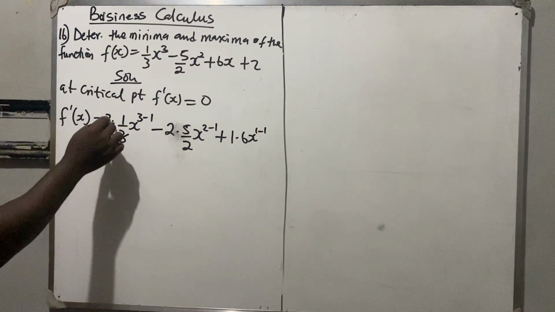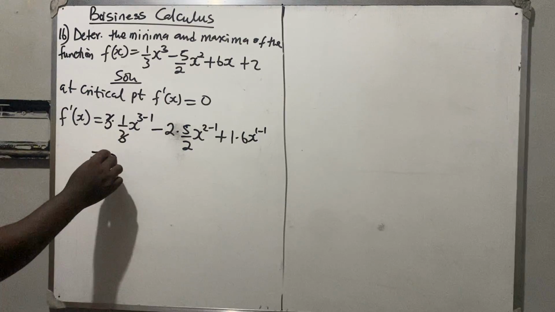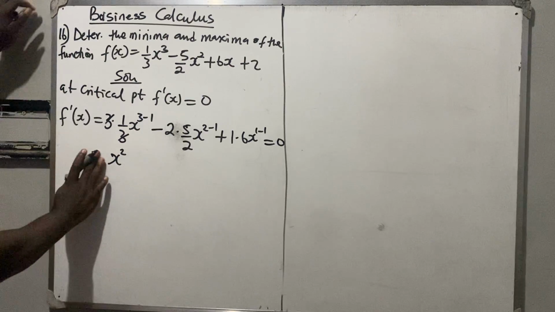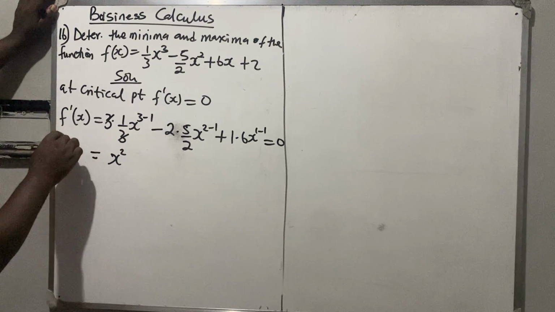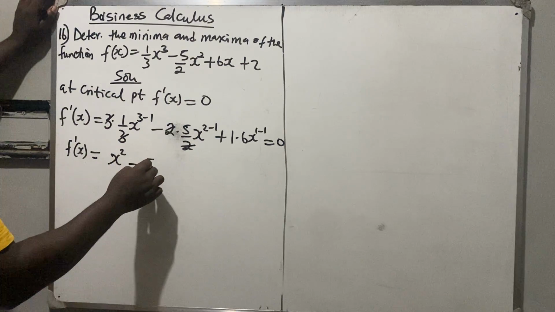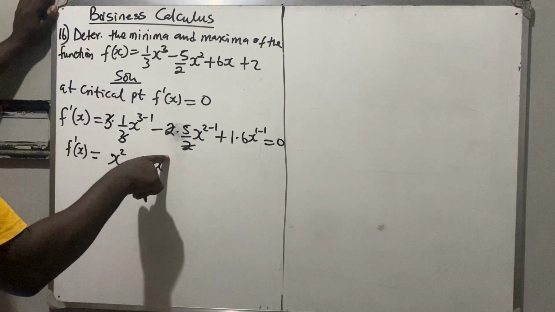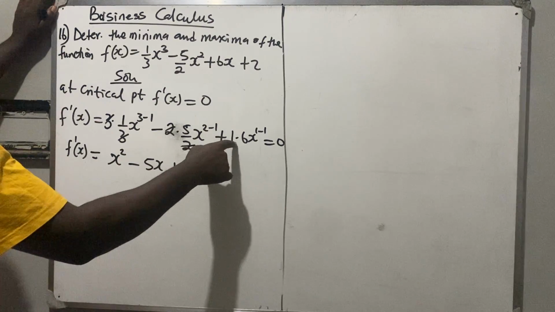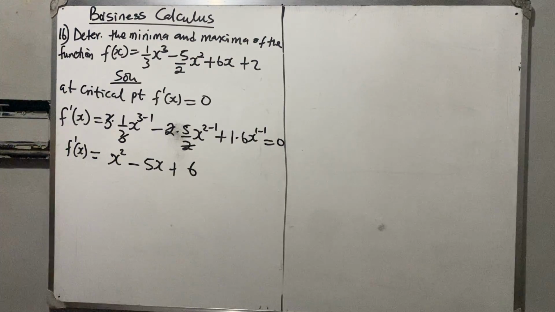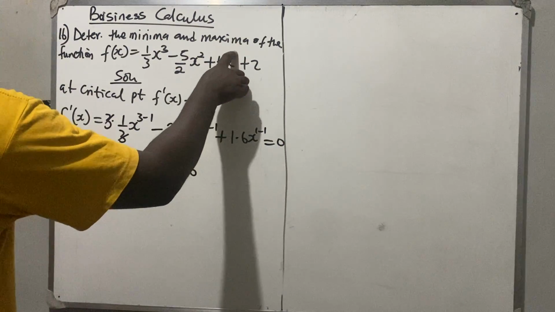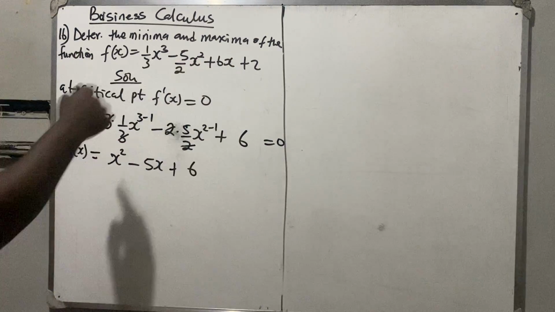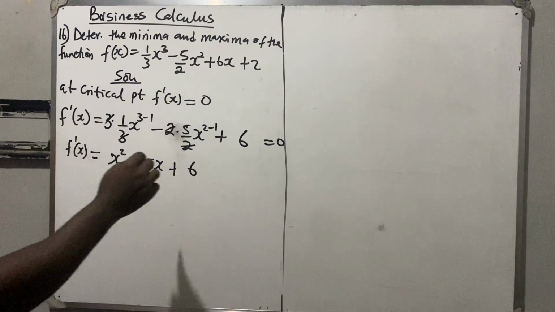So I'm left with this minus this, you have x squared. Don't forget that this first derivative is equal to 0. So f prime of x is equal to x squared minus 5x, then plus 1 times 6, which gives just 6, because 1 minus 1 is 0 and anything raised to power 0 is gone. The differentiation of anything that does not have a power is the coefficient. And we say that this is equal to 0.